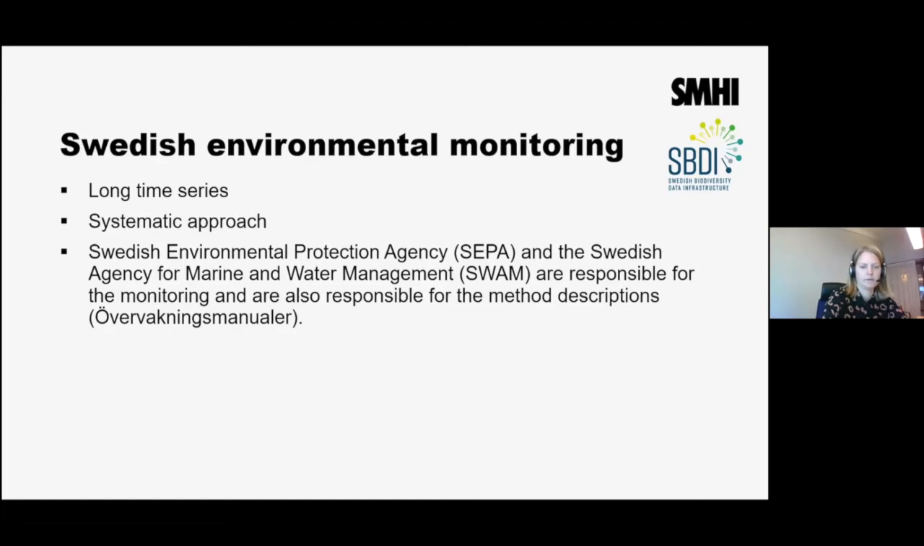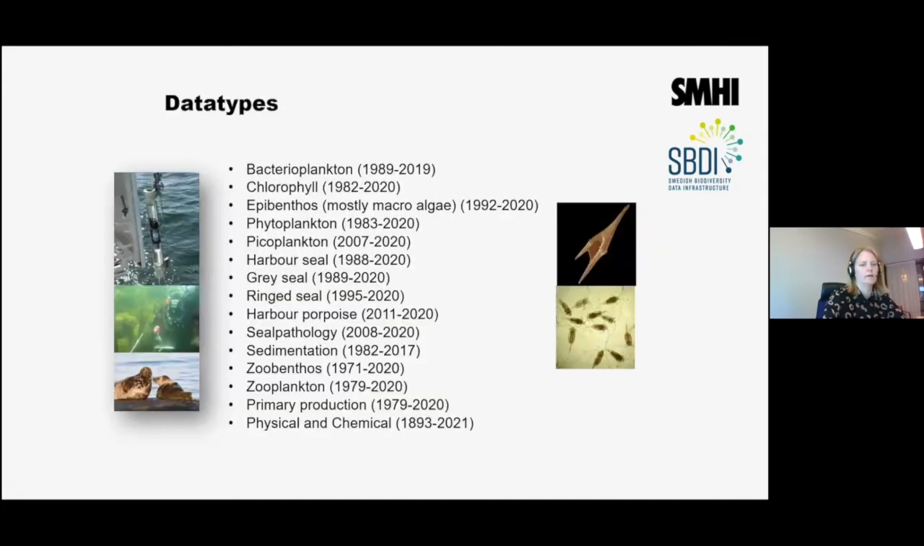And in our data hostship, we have data collected according to 19 different methodologies, and of those, 17 are for biological data. And we have the following. We have bacterioplankton, chlorophyll, epibenthos, that's mostly macroalgae, but also macrofauna, phytoplankton, picoplankton, harbor seals, gray seals, ringed seals, harbor porpoise, seal pathology, sedimentation, zoobenthos, zooplankton, primary production, and physical and chemical data.